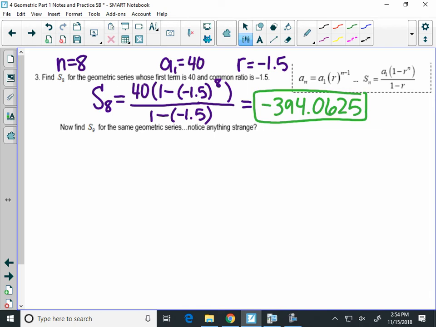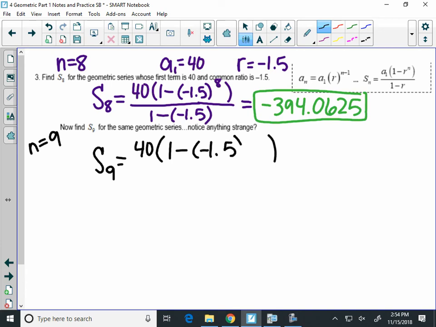Now it says find S sub 9 for the same geometric series. So let's do that. The nice thing about geometric is that the formula, you don't need a lot of information. If I'm finding S sub 9, the only thing that's going to be different in what I write down here is what N is. Because this time N is going to be 9. So I'm going to do 40 times, same thing, 1 minus negative 1.5 to the 9th power this time, over 1 minus negative 1.5.